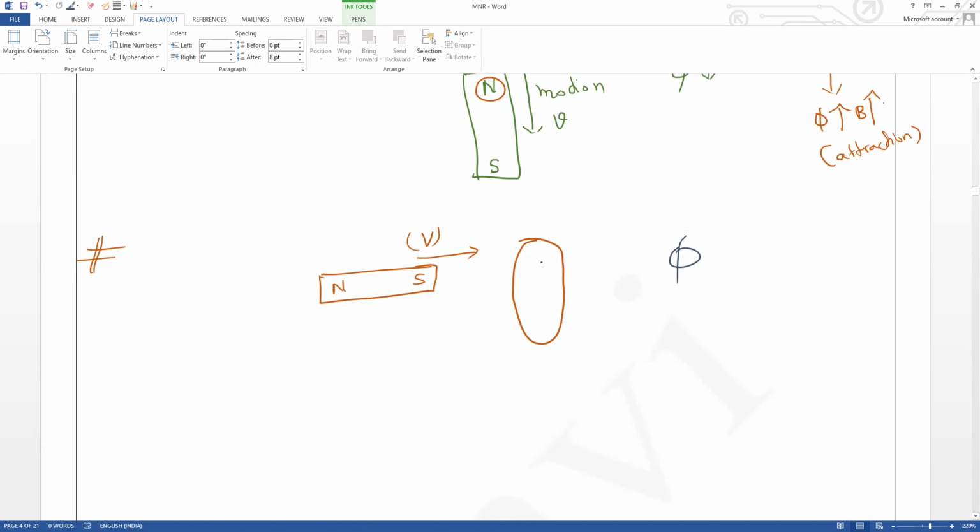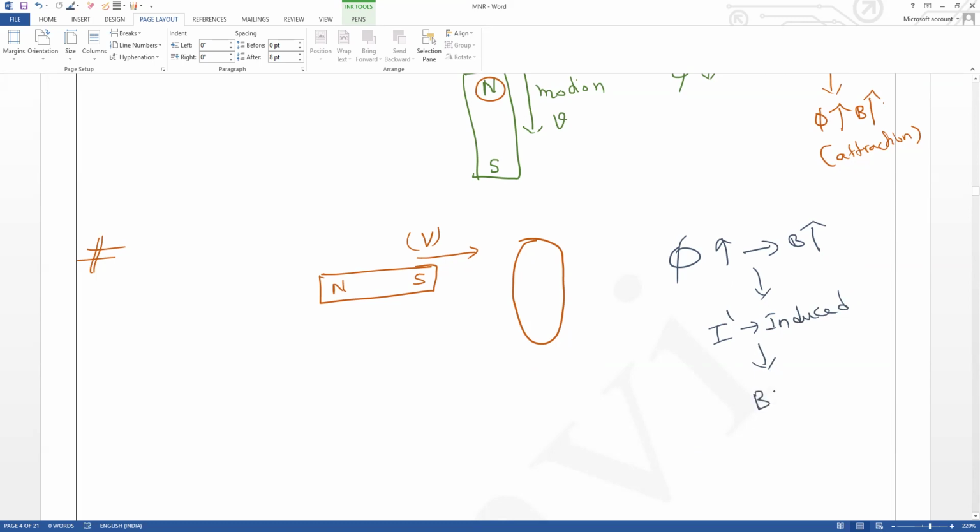The field lines are coming down, coming forward, drawn towards it. Flux is going to what? Increases. Flux increases. B is going to what? Increases. Increase means what is going to happen? I dash will be induced. Induced current means then definitely what?